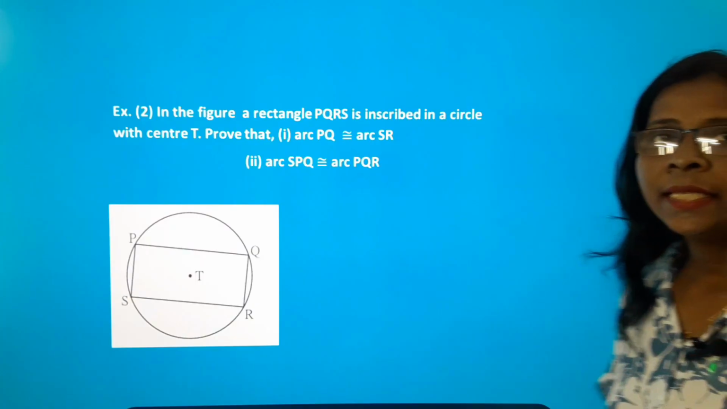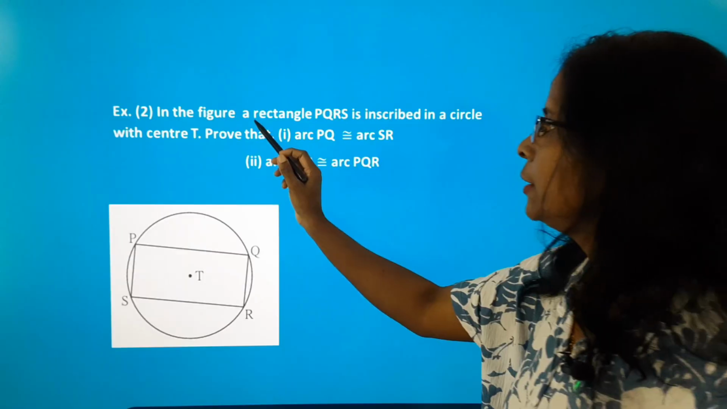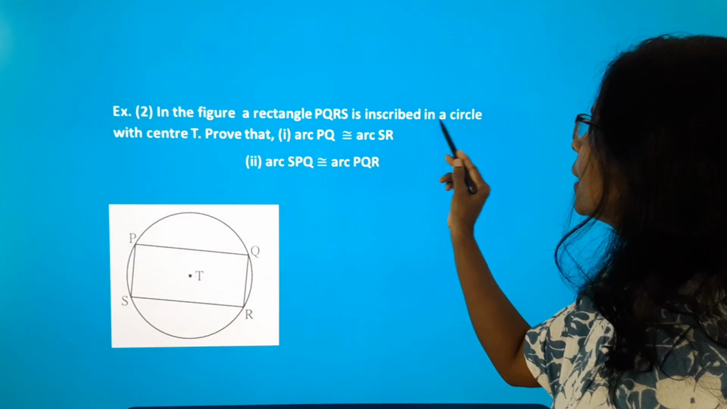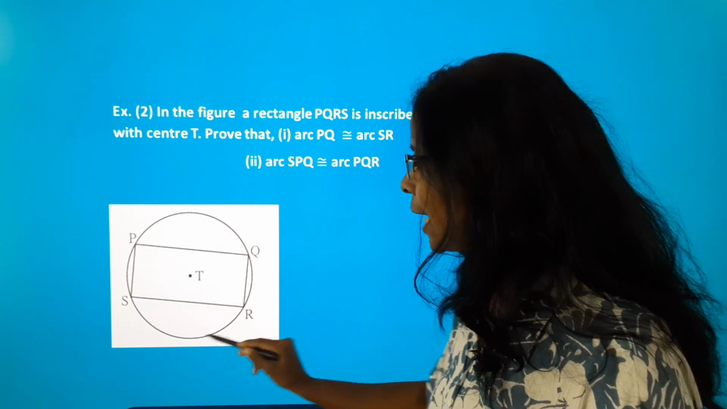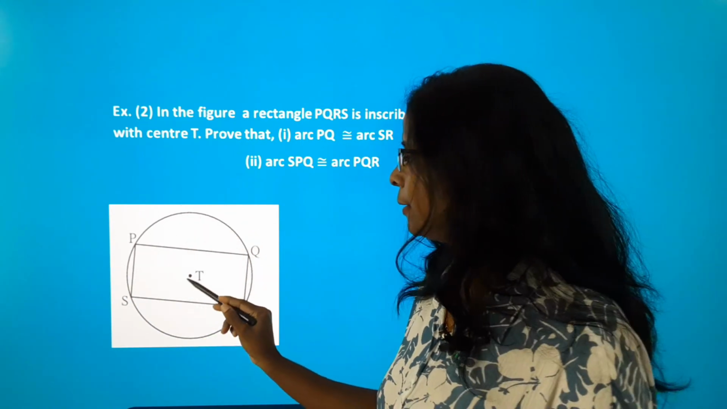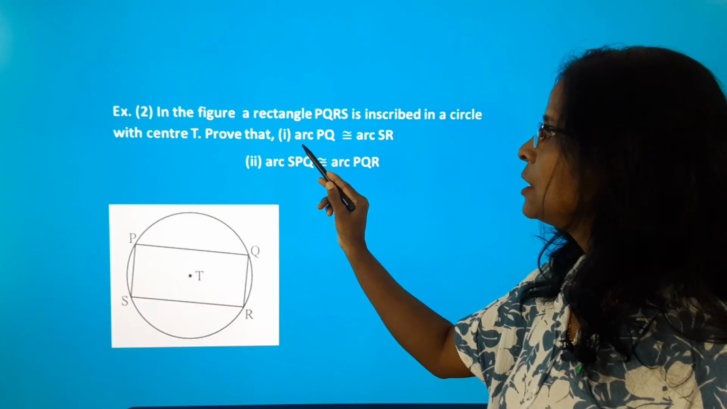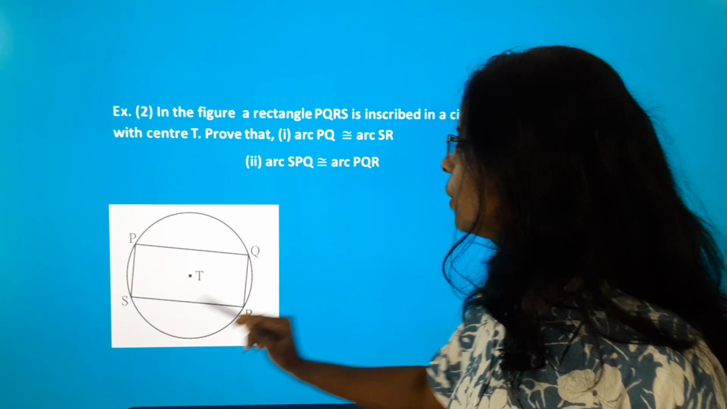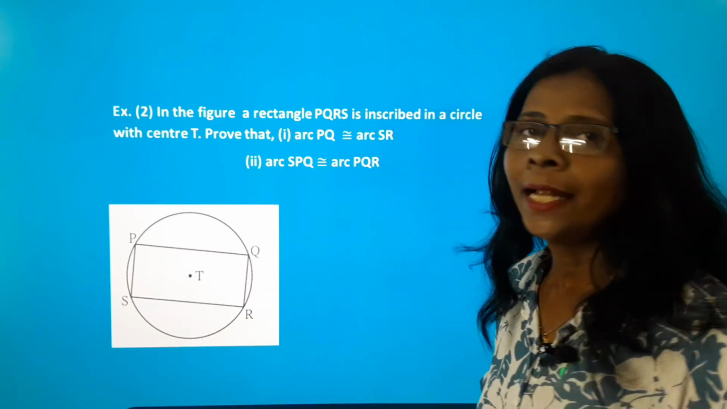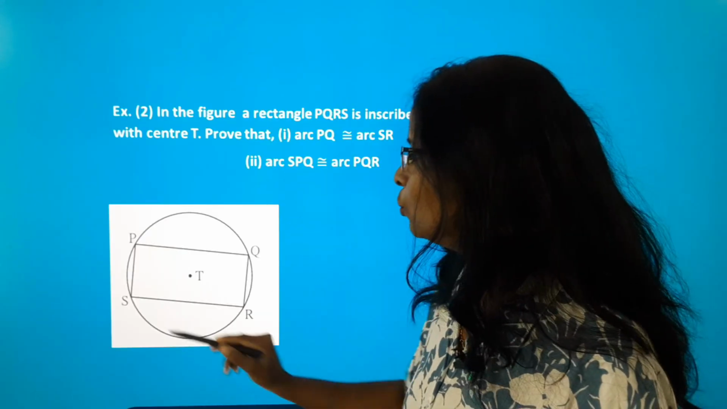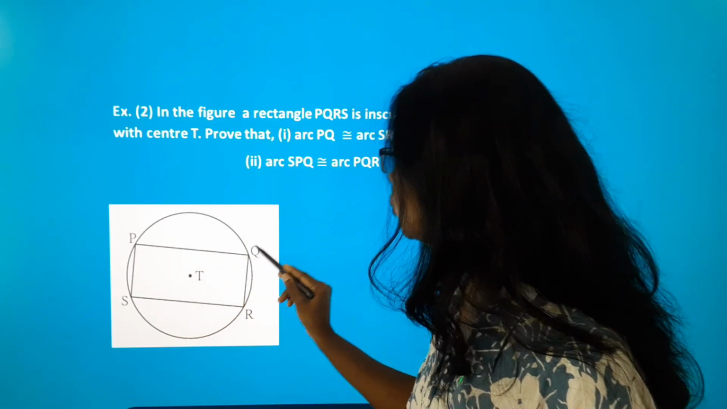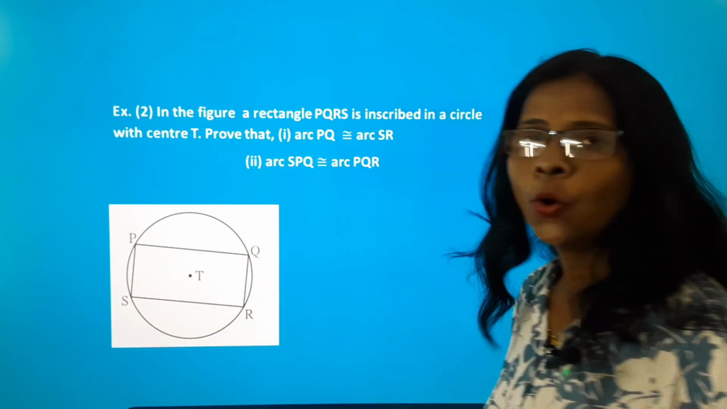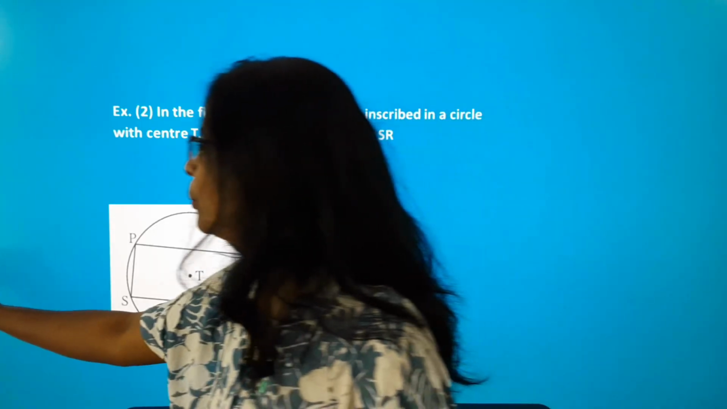Second example students. In the figure, a rectangle PQRS is inscribed in a circle with center T. Prove that first, arc PQ is congruent to arc SR, and second, arc SPQ is congruent to arc PQR. Okay, so now how can we prove this theorem?